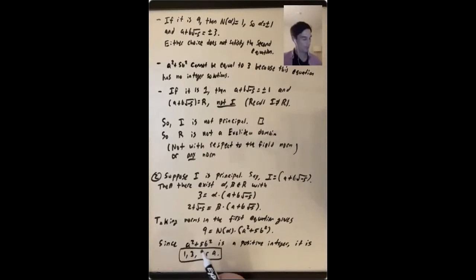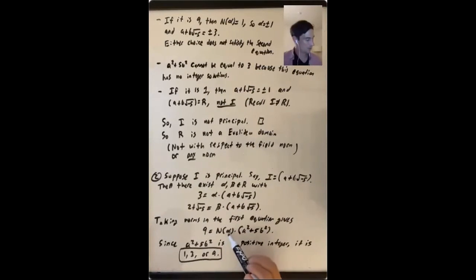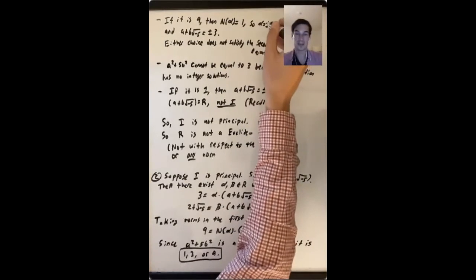Where were we? We're down to 3 cases. A squared plus 5b squared has to be either 1, 3, or 9. Okay, let's suppose that it's 9. That means that norm of alpha is 1. And if you think about what norm of alpha equals 1 means, the norm of x plus y times the square root of -5 is x squared plus 5y squared. So the only way that that could be 1 is if y is 0 and x is plus or minus 1. That is, alpha is equal to plus or minus 1.